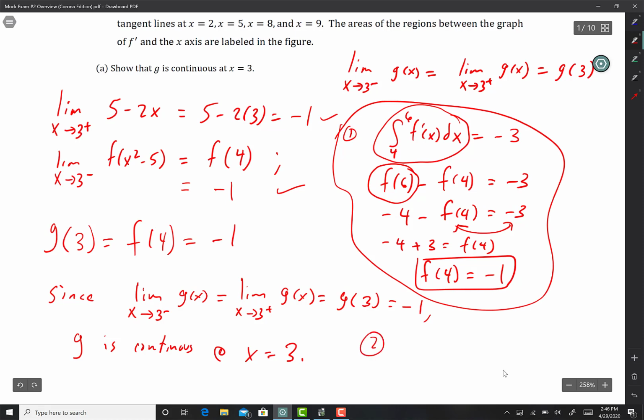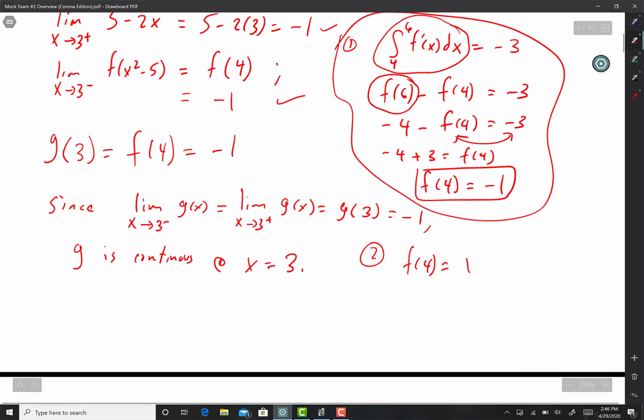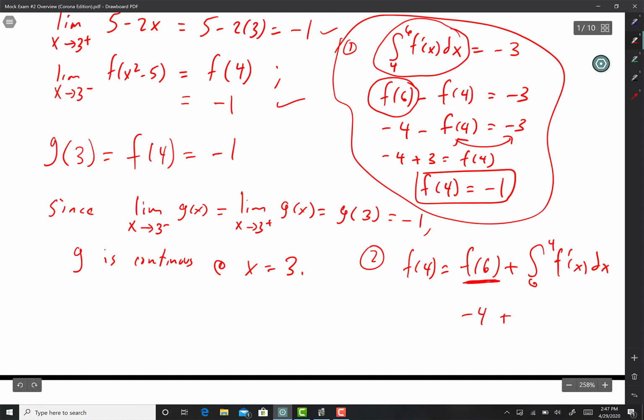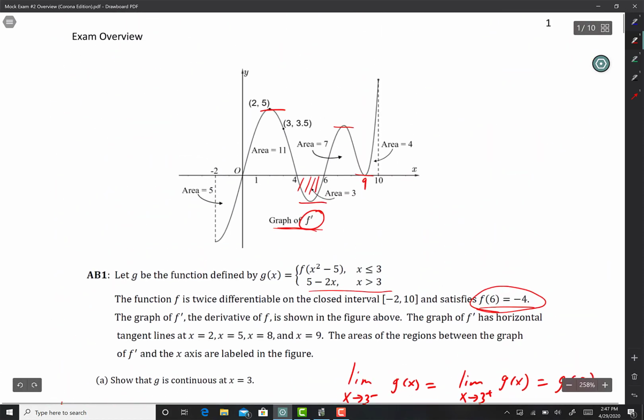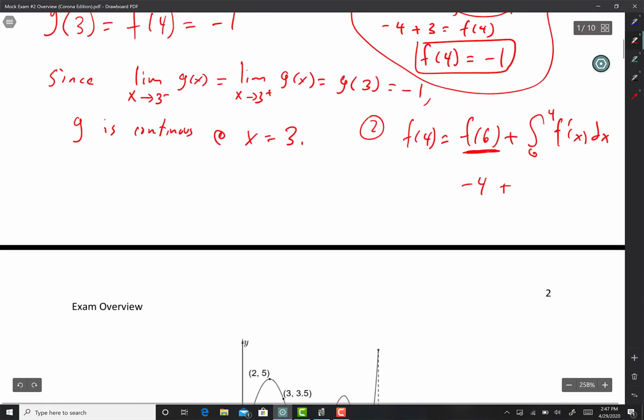Another way to do it is to say f of 4 is equal to the position they gave you, which was f of 6, plus the integral from 6 to 4 of f prime of x dx. You could have also done it this way. f of 6 is negative 4 plus, from 6 to 4, that is 3, because I'm counting backwards. Negative times a negative is a positive. And you would have gotten the same answer. See?